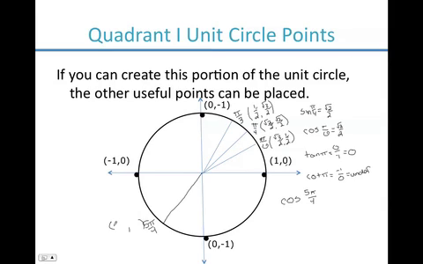In order to go in quadrant 3, we go to the left, so it's a negative root 2 over 2, and then down, so negative root 2 over 2. Once you have this point, if I asked you to find, again, I already wrote it, cosine of 5 pi over 4, your answer is negative root 2 over 2.